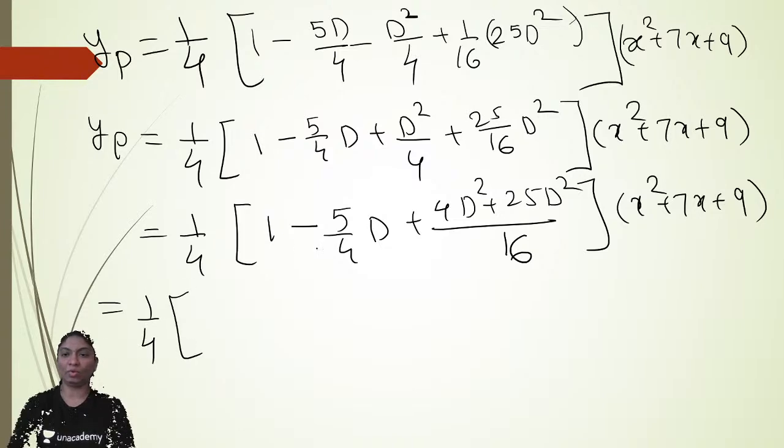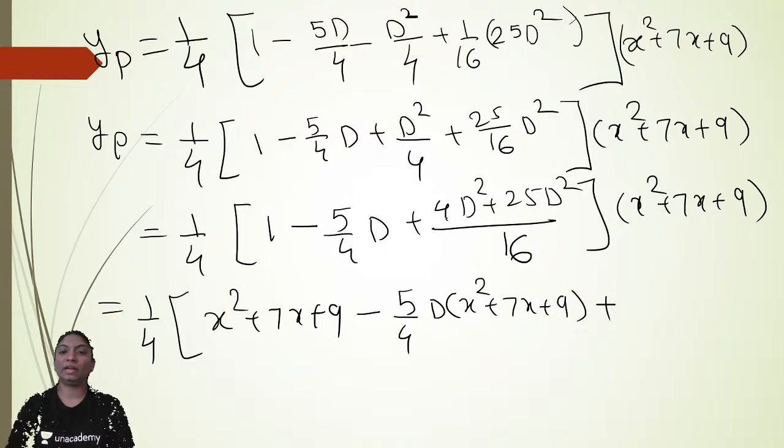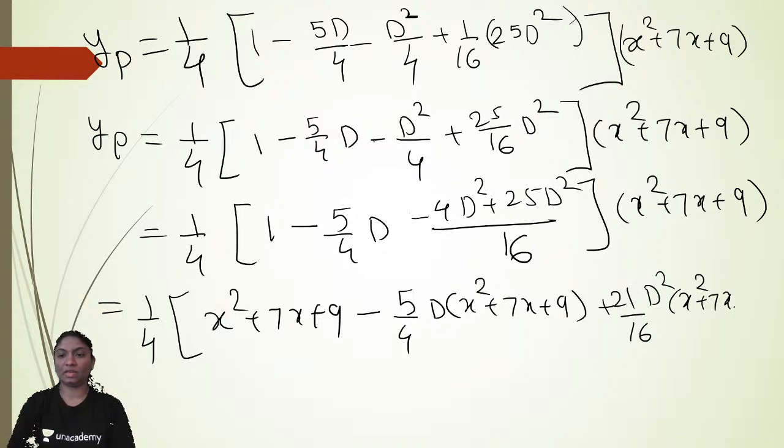1 by 4 into bracket 1 into this, so x square plus 7x plus 9, just multiply, minus 5 by 4 into d of x square plus 7x plus 9 plus, now here 25 plus 4, that is 21 d square by 16 of x square plus 7x plus 9.